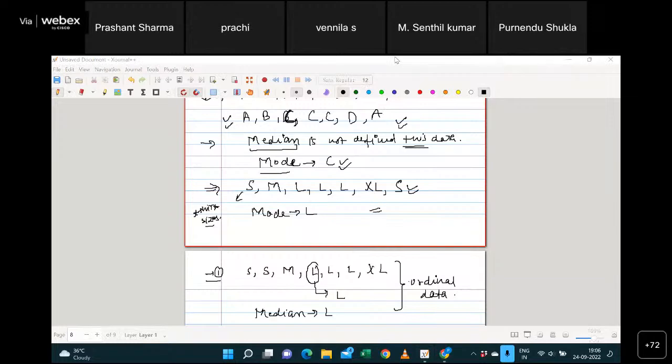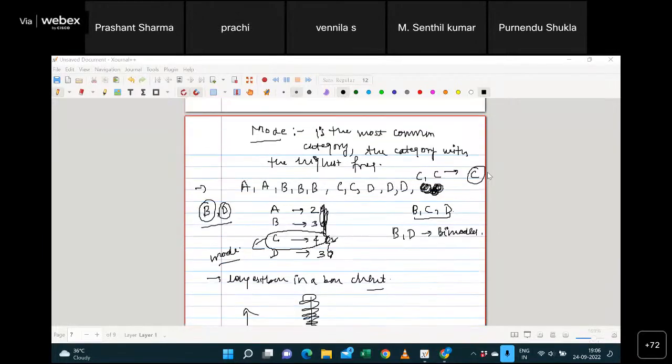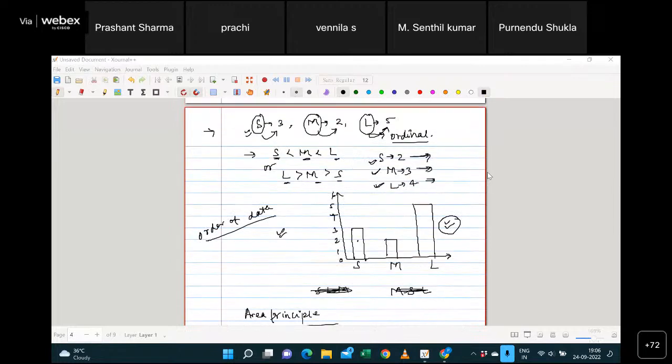Median. See, in bar chart, if your data is ordinal, right? Then in bar chart, one second, please. Suppose my data is ordinal, then I can draw a bar chart, which must preserve the order. So the middle most observation is the median.